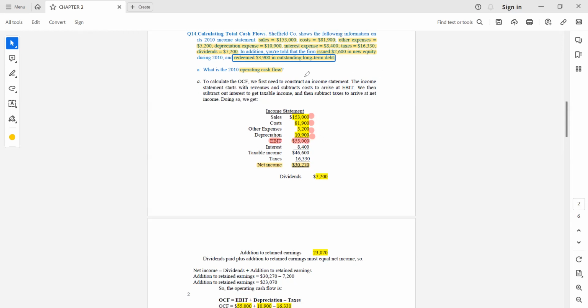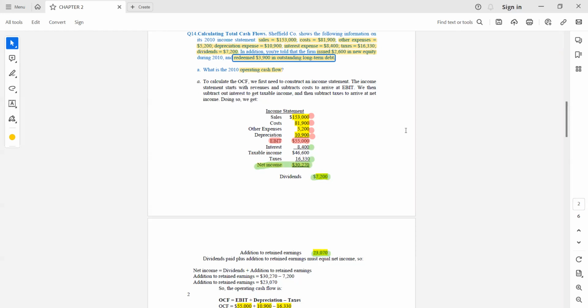Now, of course, I can complete my income statement. I can fill up the interest expense, which is 8,400. Minus interest expense, I get taxable income, and then minus the amount of taxes they provide already. So at the end, I get net income. If I ask you to calculate addition to retained earnings, you can, because I know the dividends that I pay out is 7,200 already. Whatever is left over is the addition to retained earnings.